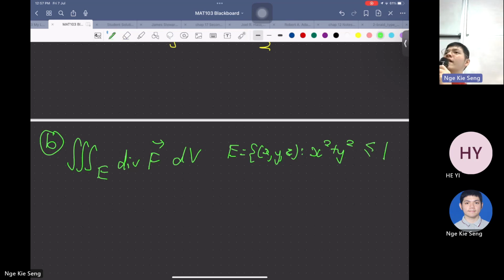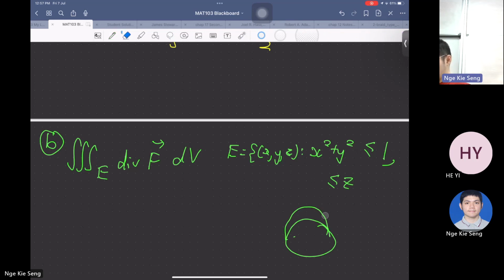But now we only have this. How do we fill out the space? You need to use z, right? I need the height. So what height do you need to take? The outermost layer is z equals 1 - x² - y². So what kind of height do you need to take to fill out the solid?